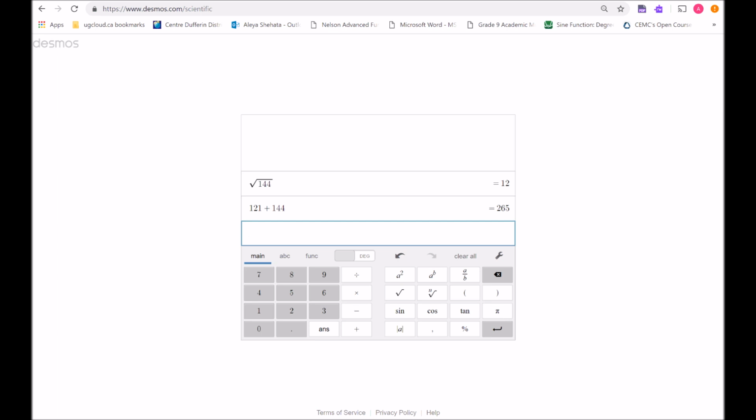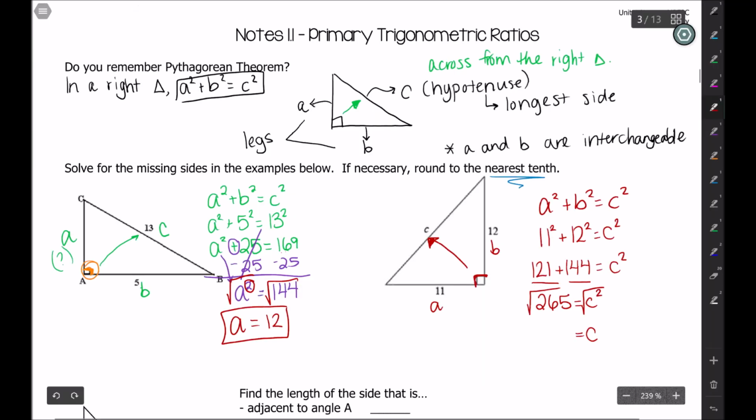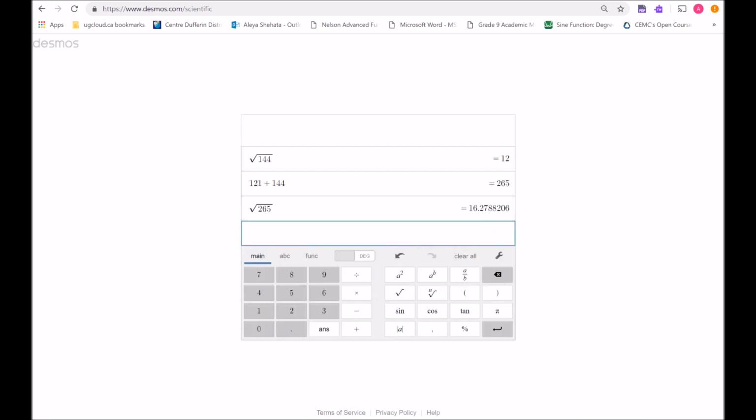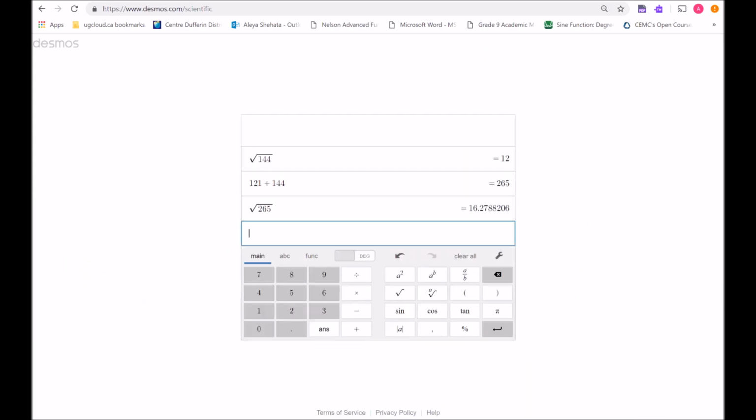So I'll press enter here. Square root of 265 ends up being 16.278820, and it actually keeps going. So what we're going to do here is write down that it's approximately 16.278820, I believe is what it said, if I remember correctly.